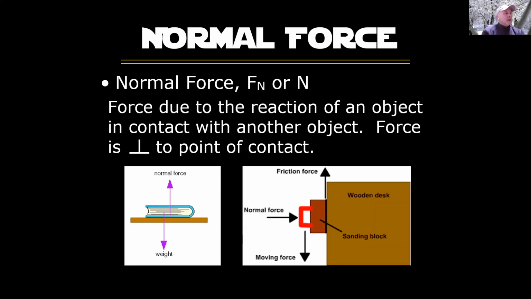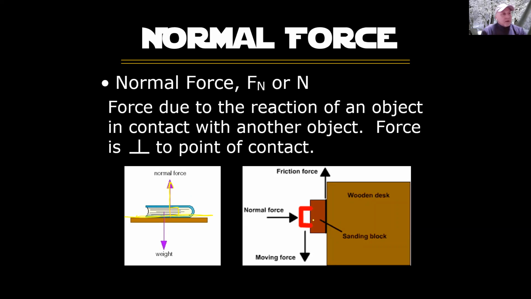So when you look at the book resting on the table, right? The book is resting on the table, so the Earth's gravity is pulling down, and so that's why there's a vector down called the weight. But the table's pushing up on the book with the same amount of force, right? So here's the plane of contact right here, right? The plane of contact is in the X, so the force is in the Y, right? This is perpendicular. This would be called a normal force.